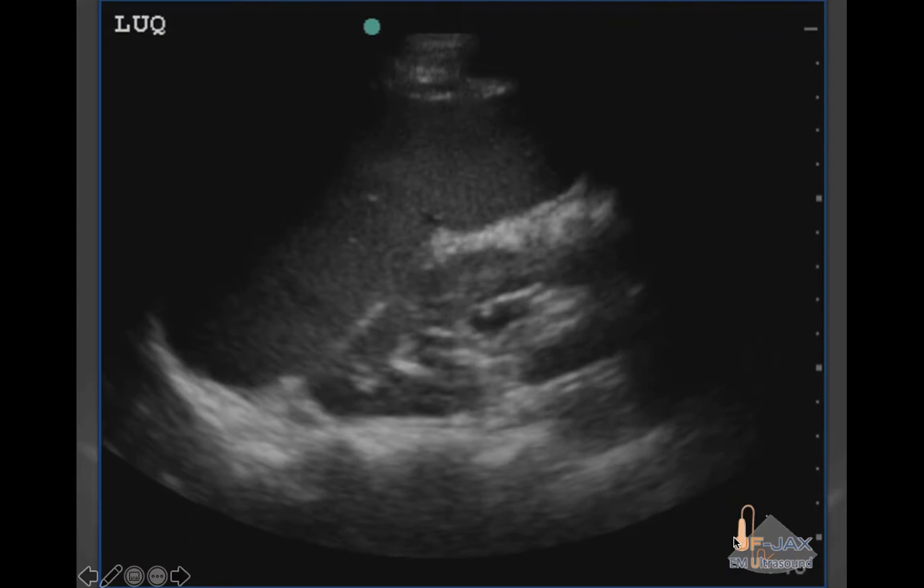Here is the classic left upper quadrant view. Recall again that the patient's head is to the left side of the screen and their feet are to the right. The top of the screen is closest to the probe and the bottom of the screen is what's farthest away. Note that in this view, it should include the spleen, the left kidney, and the diaphragm. Notice that crisp hyperechoic or white line of Giroux's fascia. This is a normal FAST exam picture of the left upper quadrant.